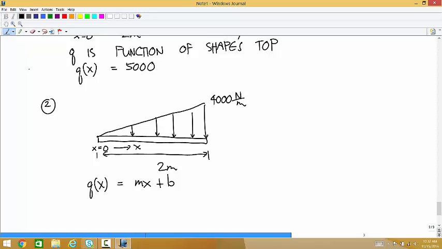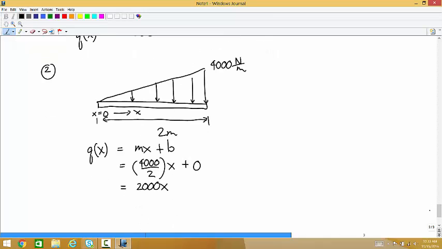The slope is the rise over the run. So we're rising 4,000 over a run of 2. So that's 4,000 over 2 times x. And then what's the y-intercept of that function? When x is equal to 0, what's the height? 0, yep. So q of x is equal to 2,000x. Any questions about that one?